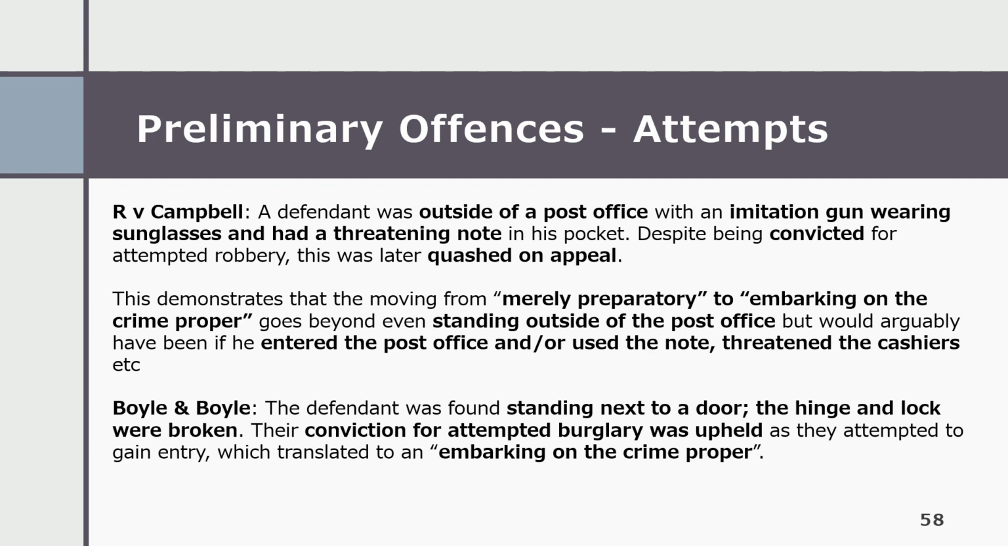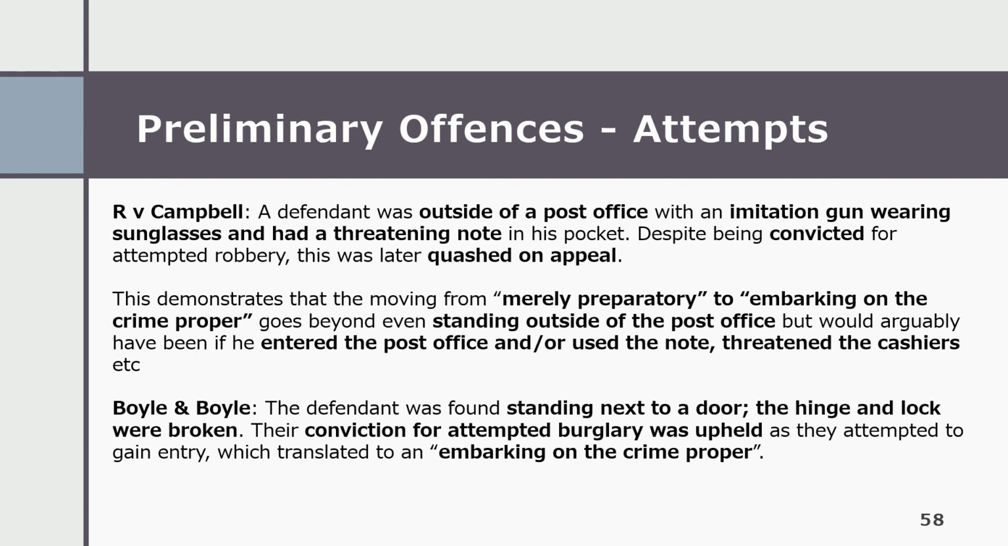R v Campbell states that a defendant outside of a post office with an imitation gun, wearing sunglasses, and had a threatening note in his pocket. Despite being convicted for attempted robbery, this was later quashed on appeal. This demonstrates that moving from merely preparatory to embarking on the crime proper goes beyond even standing outside of a post office, but would arguably have been if he entered the post office and or used a note or threatened the cashiers, etc.